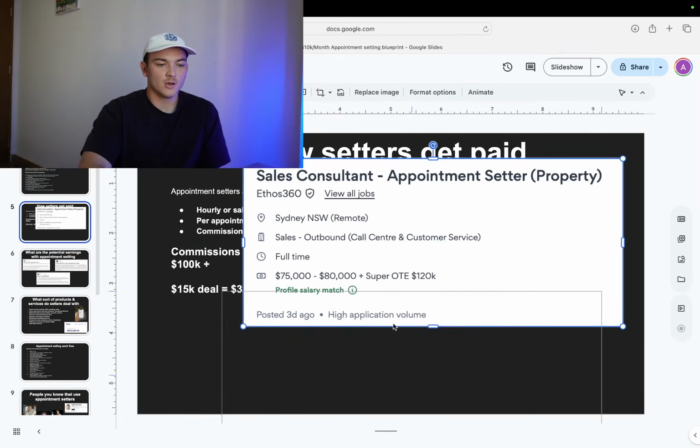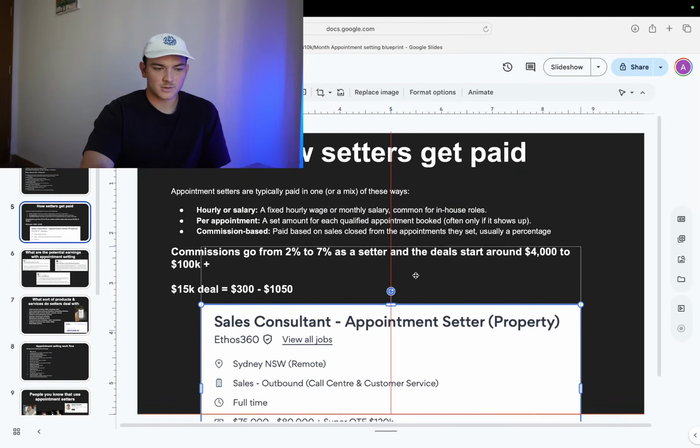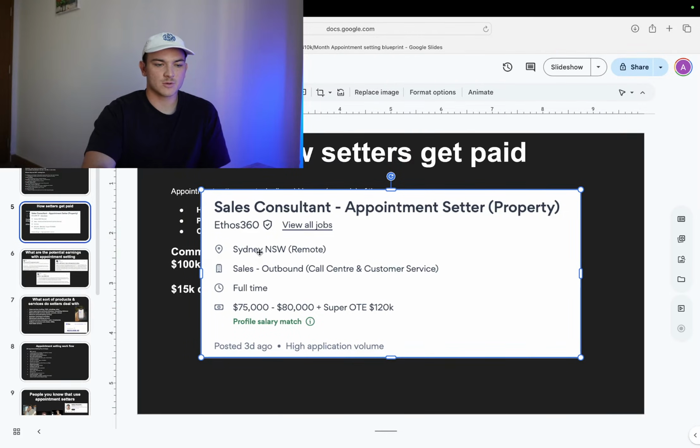But anyway, what I was saying, you can realistically earn between 2 to 7% on these deals as a setter. So even, for example, this one here is a sales consultant appointment setter for a property. So property real estate in Australia, it's fully remote, meaning you can literally go anywhere. It's full-time and it's paying 75 to 80K per year plus super, up to $120,000 a year. So that's including all the commissions. So yeah, about $10,000 a month that you can be earning from booking in appointments.